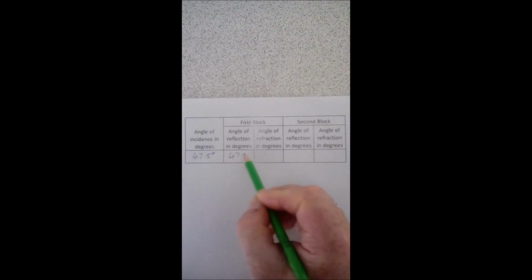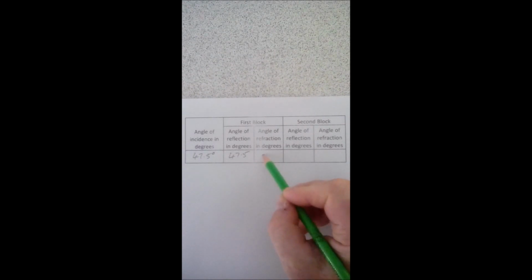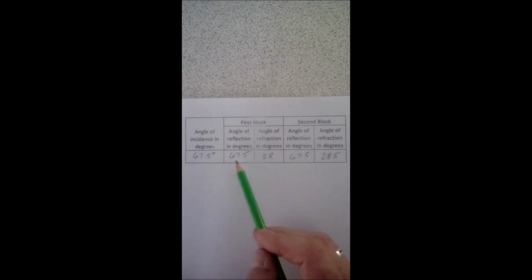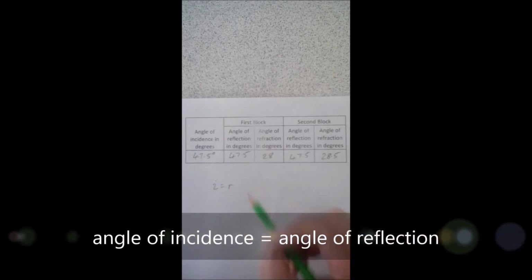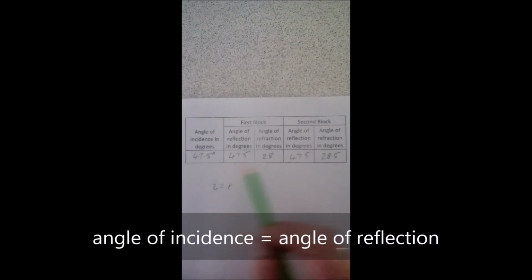So here's our results table. Our angle of incidence for both blocks was 47.5 degrees, because remember we controlled that. Reflection for our glass was 47.5. Refraction was 28. Reflection for perspex was 47.5, but refraction was 28.5 for the second block. So we can see that the angle of incidence is always equal to the angle of reflection. So I, the angle of incidence, is always equal to R, the angle of reflection. But we get a different amount of refraction depending upon the material that we're using.